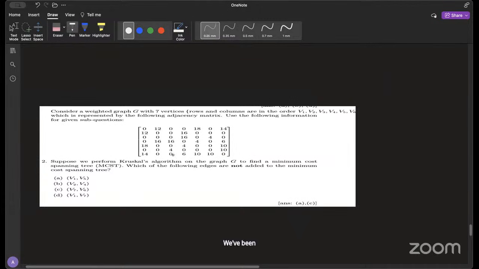We've been given a weighted graph with 7 vertices, and suppose we perform Kruskal's algorithm on the graph G to find the minimum cost spanning tree. Which of the following edges are not added to the minimum cost spanning tree?